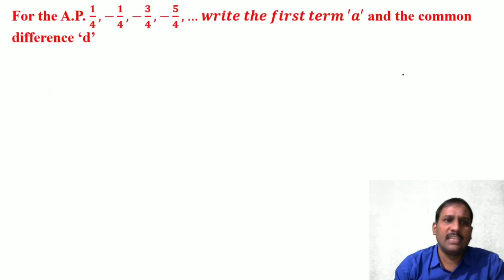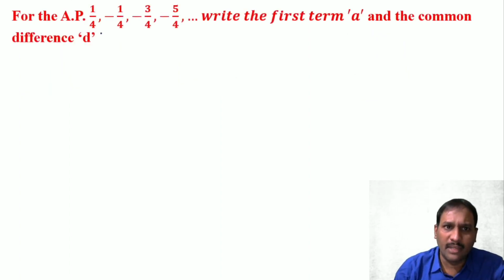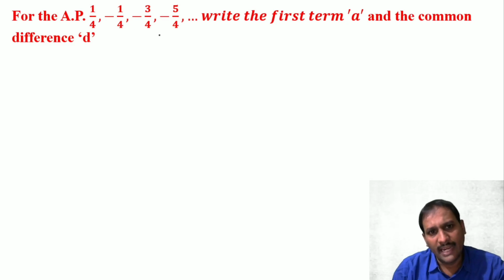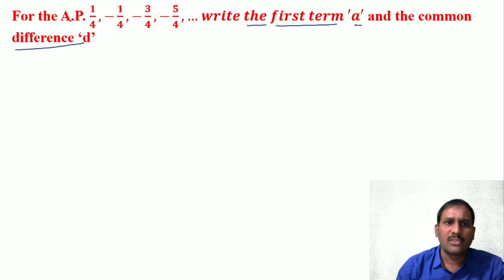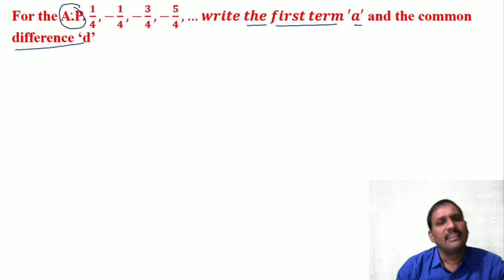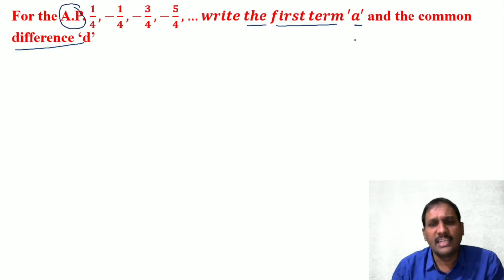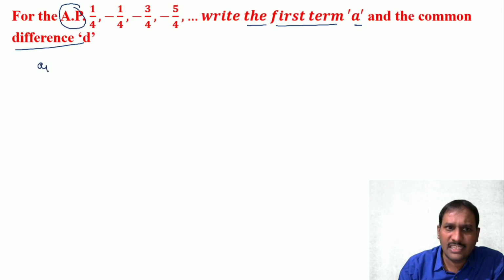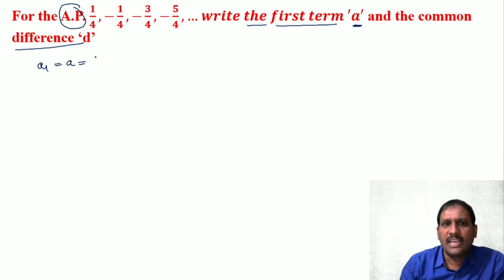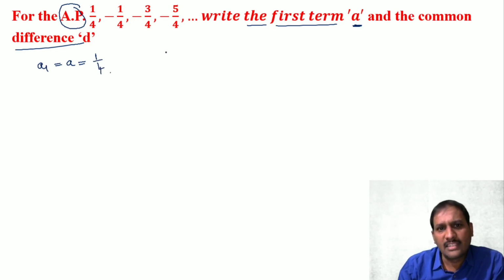Now, see this problem. For the AP 1 by 4, minus 1 by 4, minus 3 by 4, minus 5 by 4, write the first term A and the common difference D. So clearly they have given that it is an arithmetic progression. So finding the difference between any two consecutive terms is enough to find the common difference D. Therefore, let us write the first term a1, which is nothing but A. So the first term is 1 by 4.